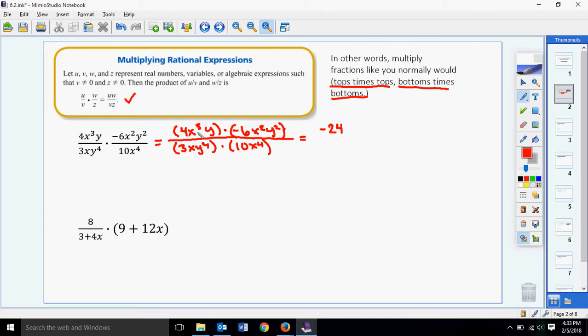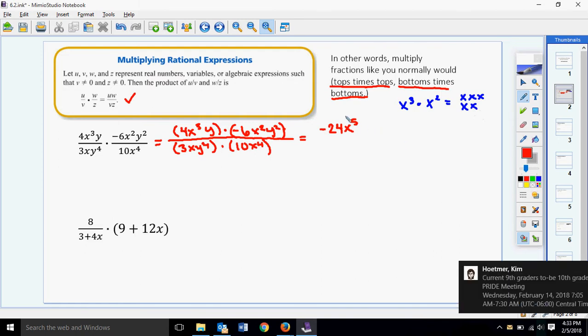Now we want to look for variables that have the same base. So these powers that have the same base, look at x. I have x cubed times an x squared. Remember, when we multiply powers, we add their exponents. Remember, x cubed times x squared is just the same as 3 x's times 2 x's. That means there are 5 here. So we have negative 24x to the fifth.